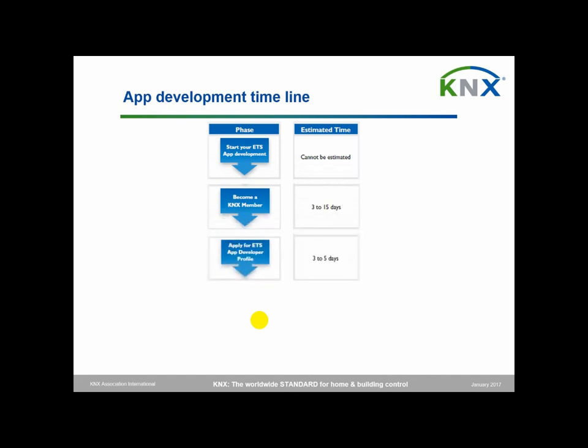After you have become a member, you need to apply for ETS App Developer. This takes another 3 to 5 days. After that, you need to upload and validate the ETS app. Again, another 3 to 5 days. After that, you can start selling your ETS apps immediately.